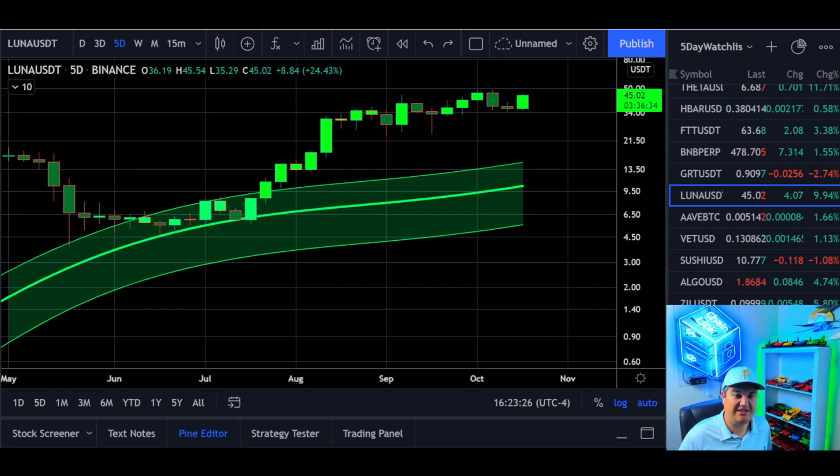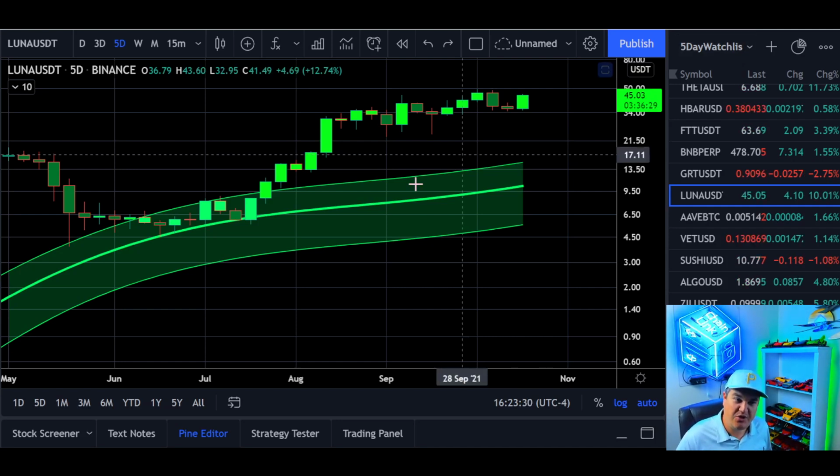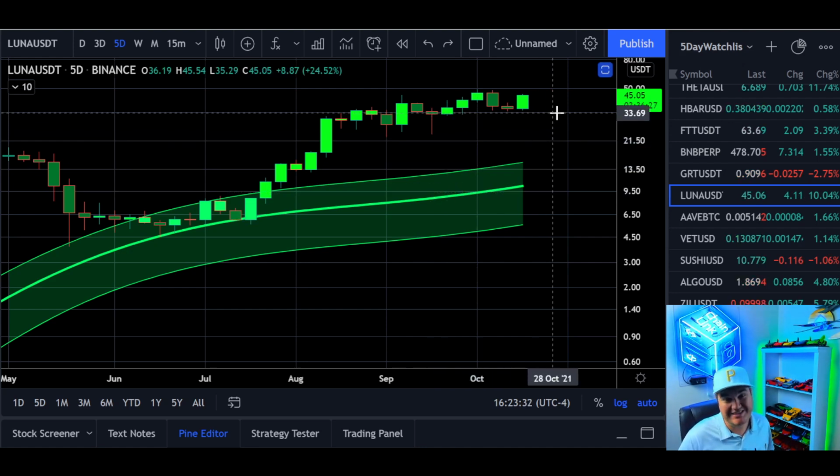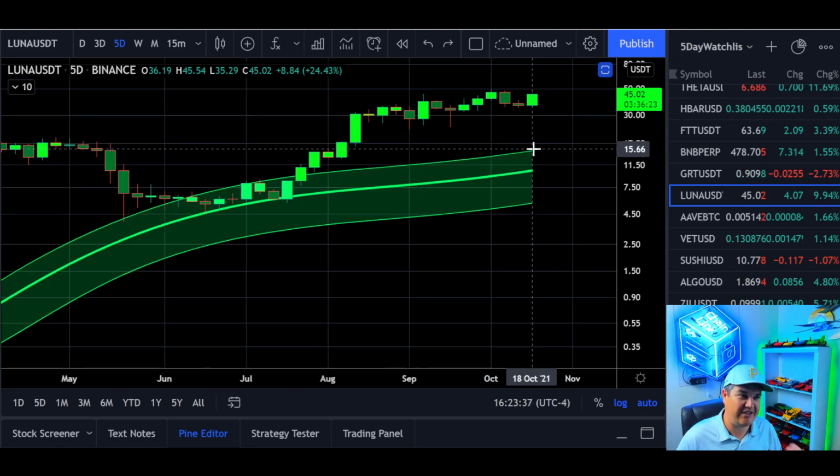Today we're going to look at Luna against the US dollar. LUNA, also known as the moon. Also, are we going to the moon? I don't know, but it's in the name, so it might as well be. So the 5-Day Gaussian channel is where we're going to start today.